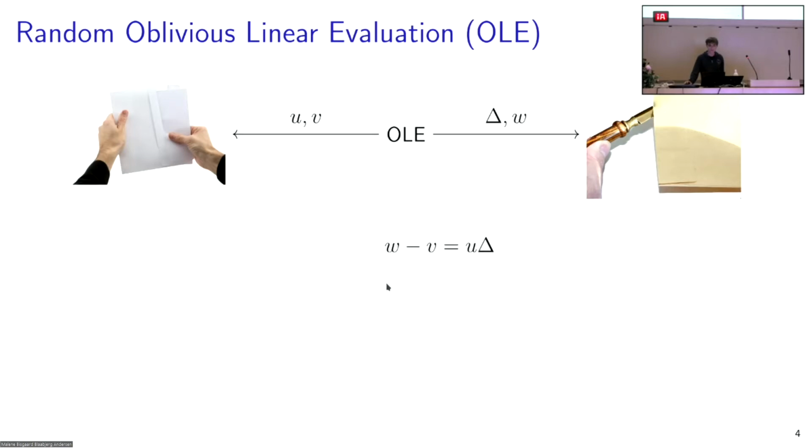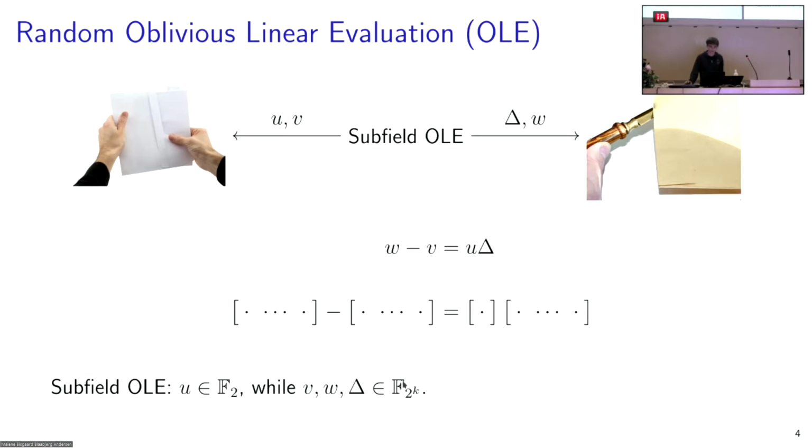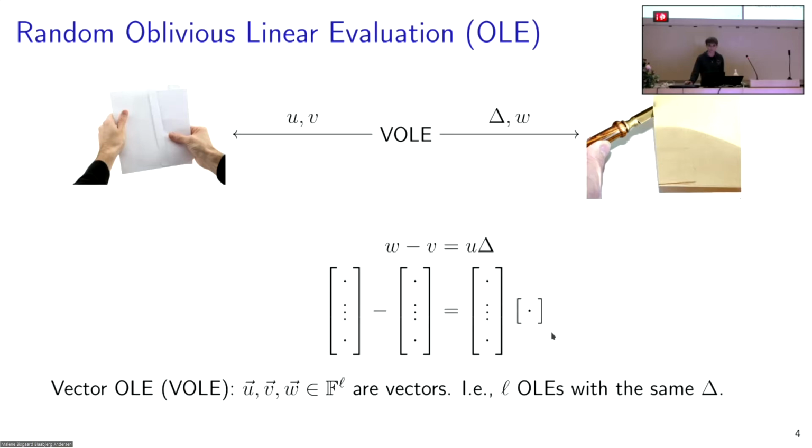Equivalently, the parties get secret shares of the product of the two values u and delta. So the structure is just two entries in f multiplied together. If u is forced to be a single bit, while v, w, and delta are in a larger field, then we have a subfield OLE. Viewing the larger field as row vectors over F2, this computes a single entry times a whole vector at once. Vector OLE is similar, but now it's delta that's reused many times. That is, u, v, and w become column vectors, and the same delta is used for all entries.